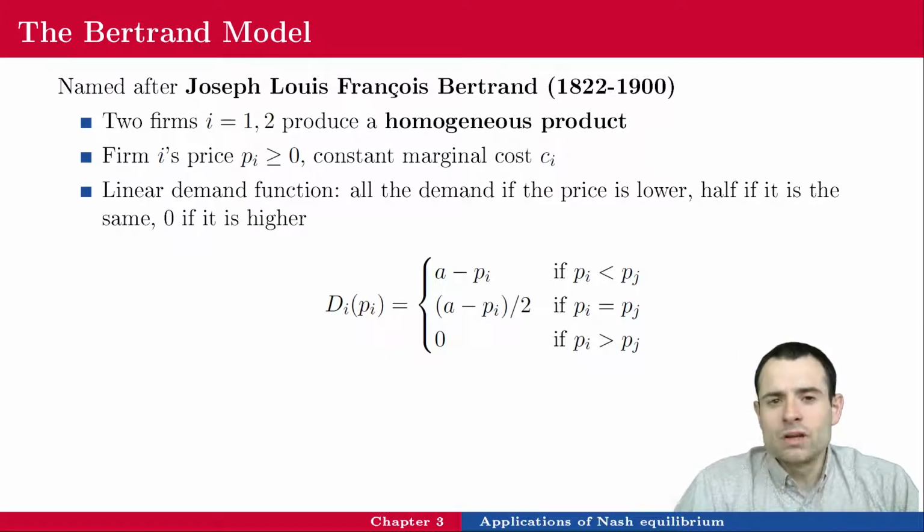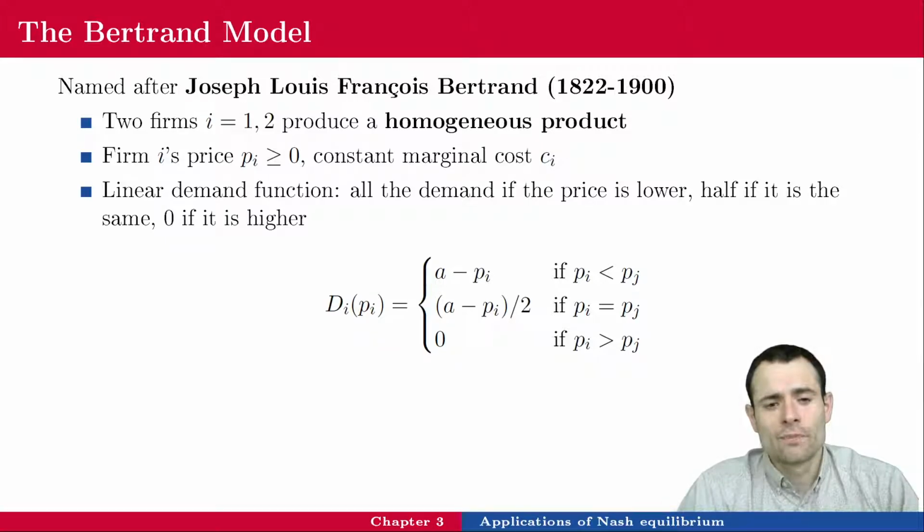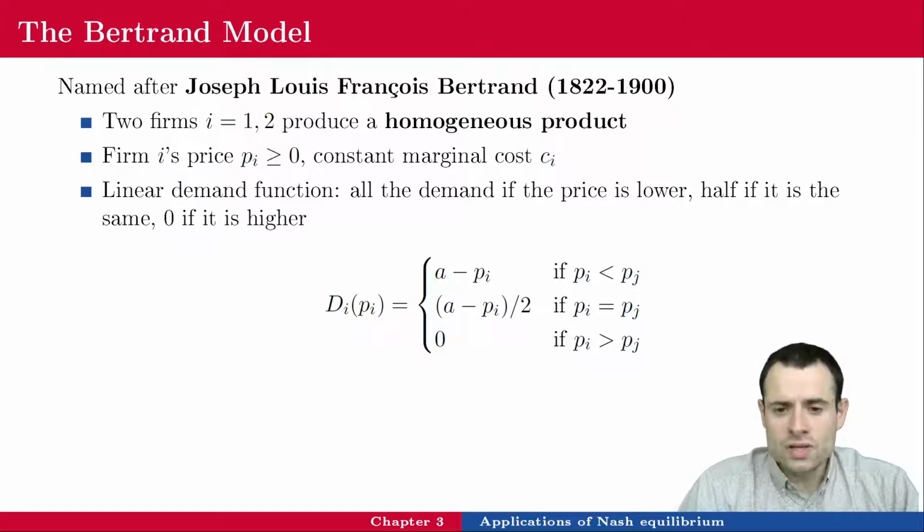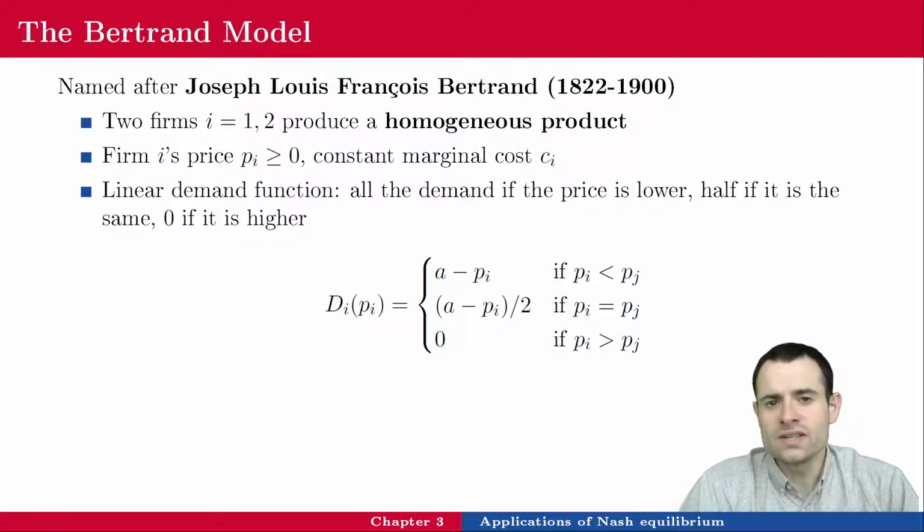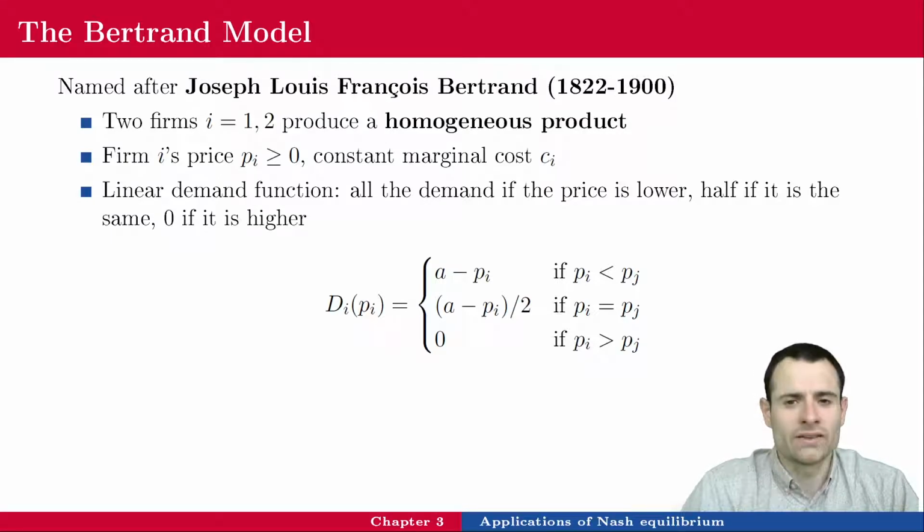I'm going to assume here that if a firm has the lowest price, then everybody is going to purchase from that firm. So a firm gets all the demand if the price is lower. I'm going to assume it gets half of it if the prices are the same. So if both firms propose the same price, I'm going to assume for simplicity that firms each sell half of the overall market.